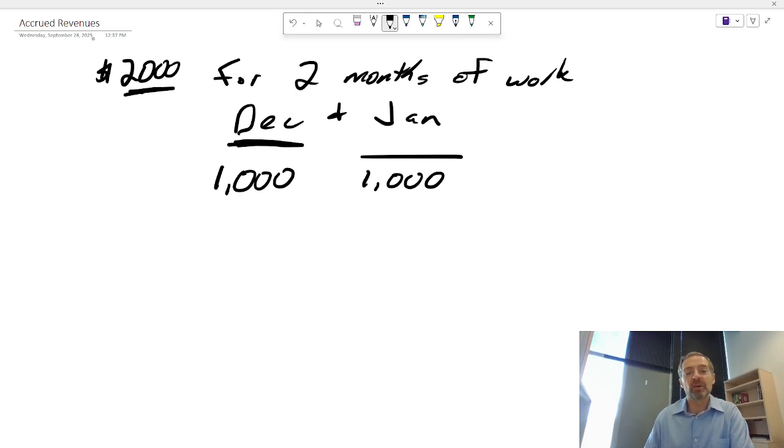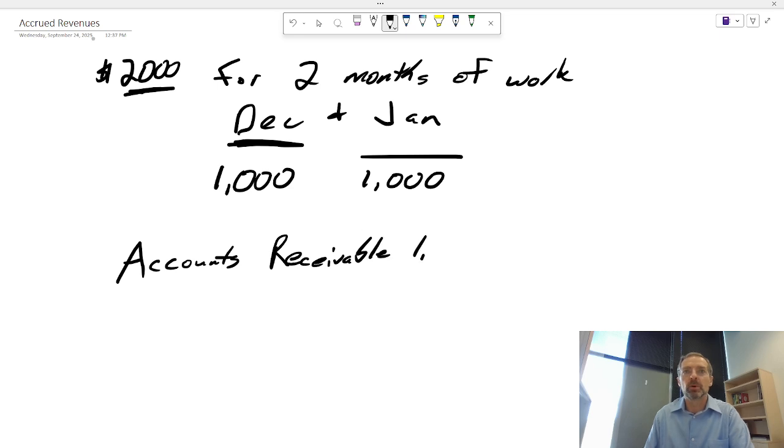And assuming we have not recorded this yet, we go through this and we say, hey, our client technically owes us $1,000. I know we said we're not sending the bill until the end of January, but they technically owe us $1,000 for the work that we already did. So if someone owes us money, that's going to be a receivable. So let's do accounts receivable, $1,000. And since we earned this money, this is going to be some sort of revenue.